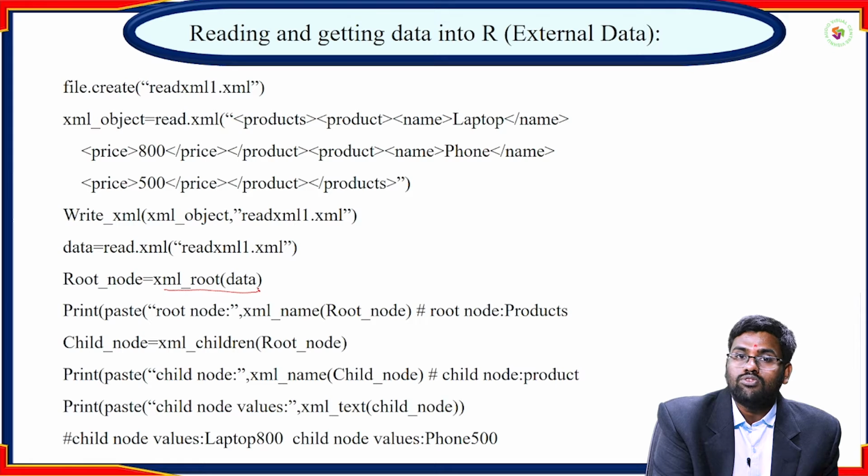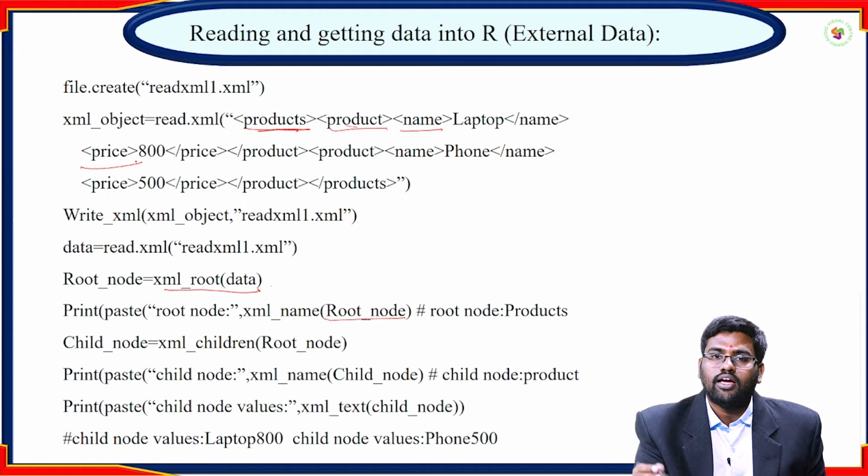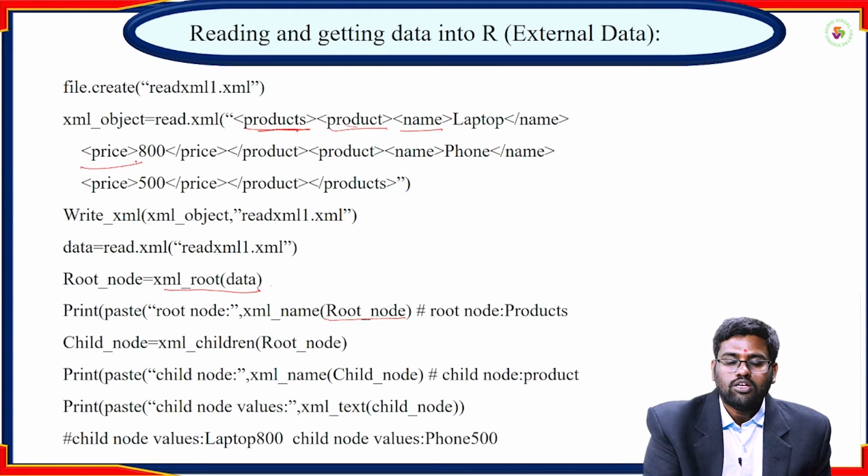So we need to retrieve the root node of the element. So we call xml_name of root node, which retrieves the node name. So what is the root node? It displays products. That is our root node. Next, what is the child name? Product. And inside the child, the values are name and price. So these two are the subchild element values. Here we call xml_name of the root node, which retrieves the product.